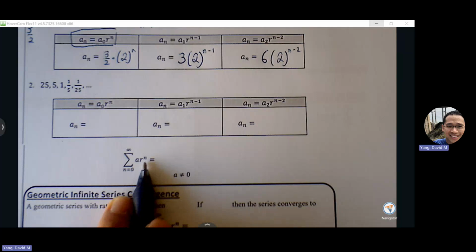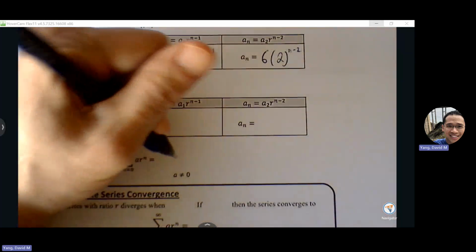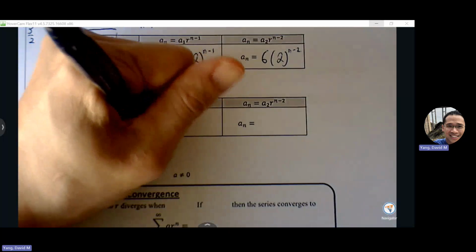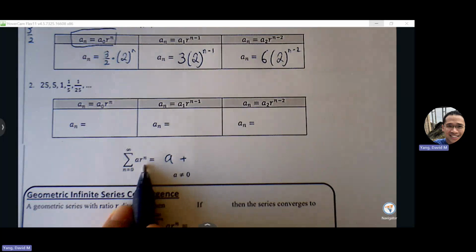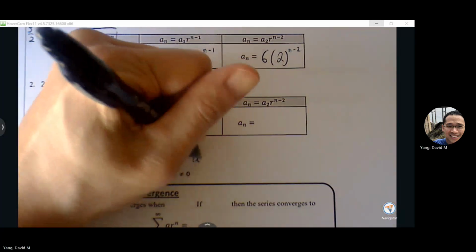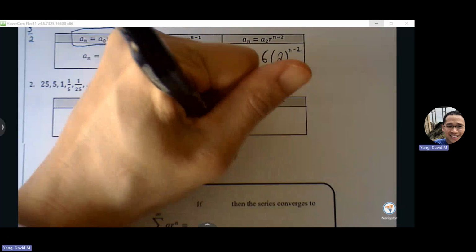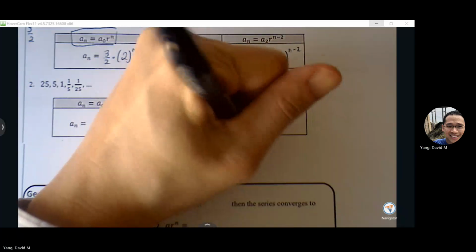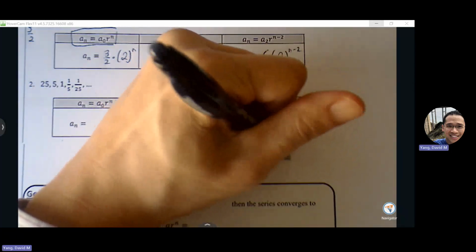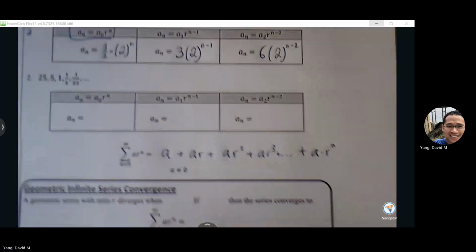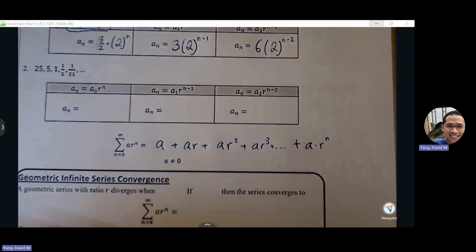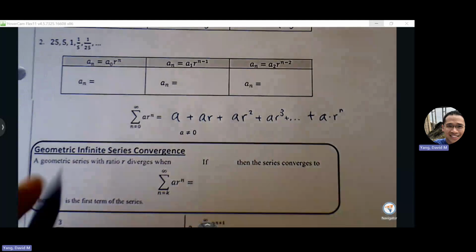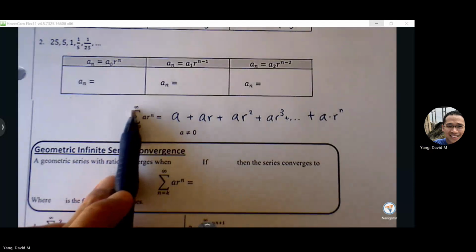R to the 0 is going to be just 1. So it's a plus. And then my next term would be a times r to the first power. Next one will be a times r to the second. So on and so forth until a times r to the n, whatever my nth term is. It could be infinity, it could just be some large value.